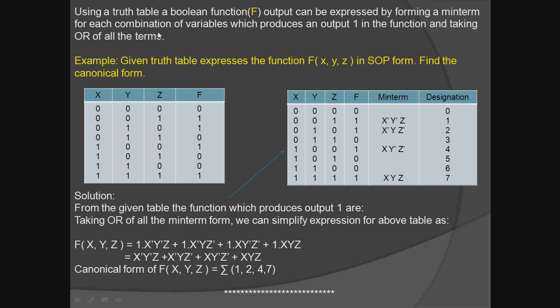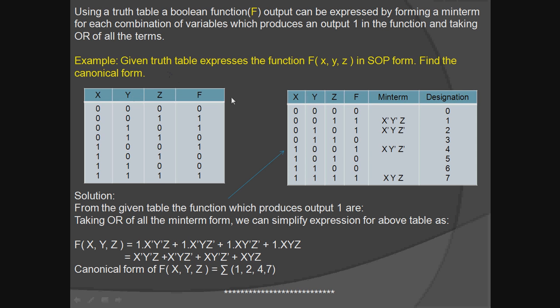Now, using a truth table, a Boolean function, that is f, output can be expressed by forming a min term for each combination of variables which produces an output 1 in the function, and taking the OR of all the terms. That is explained by this particular example. Here in this example we have a truth table expressing the function f of x, y, and z in SOP form. Now we have to find the canonical form.